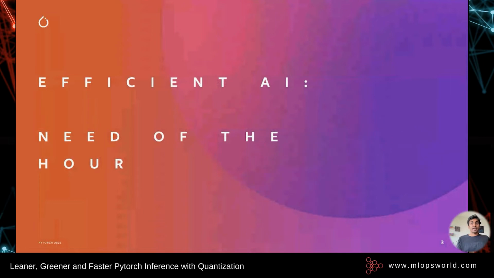So efficient AI is really the need of the hour because, we all know the environment is at risk and deep learning takes a lot of power. We'll take a look at exactly why in the next few slides.